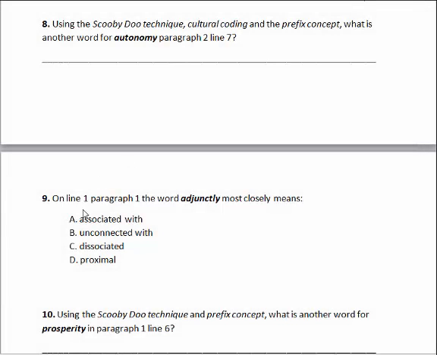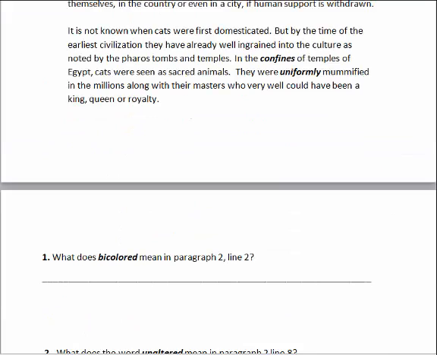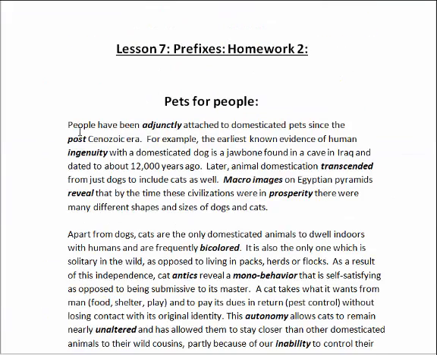Number 9 on line 1, paragraph 1, the word adjunctly most closely means what? First things first, we'll look at the prefix. AD means add, like addition. So we know that we're going to connect things by adding them together. Adjunctly, we look at the sentence here. It says, people have been adjunctly attached. So first of all, let's take a look at a couple things. Add means to, like, you're going to addition, and then junct.